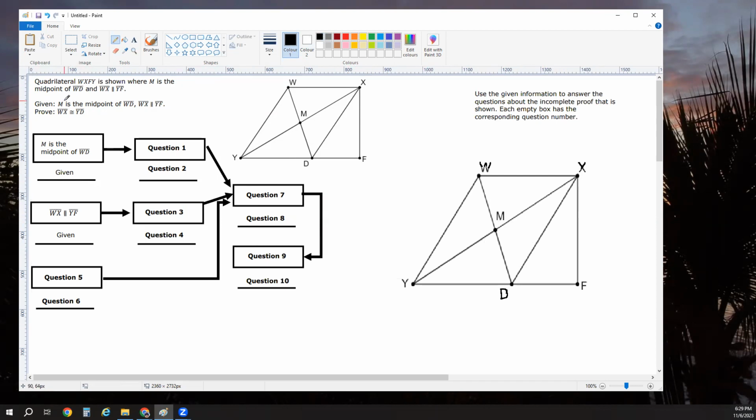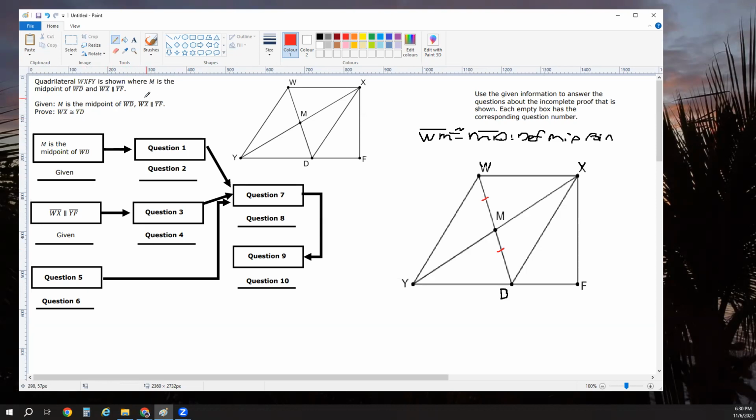So it tells us that M is the midpoint of WD. Well, that means that WM is congruent to MD. That's the definition of a midpoint. Definition of a midpoint. Midpoint. And I'll make that red, I guess. Midpoint.